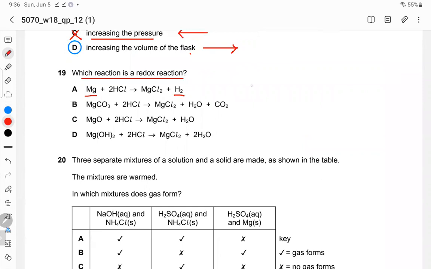Zero. Yeah, very good, Fariza. It's 0 over here and it's 0 over here. And here magnesium has +2, and here hydrogen has +1. So what we will observe is that magnesium is changing from 0 to +2, which means loss of electron, and it's oxidation. And here hydrogen is changing from +1 to 0, gaining an electron, which means it's a reduction. So yes, it is a redox. So A is our correct answer.